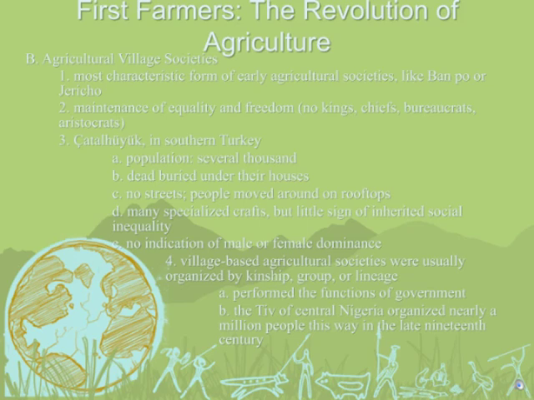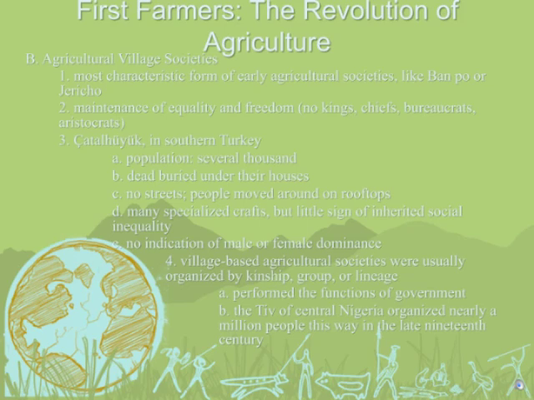All right, agricultural village societies. The most characteristic form of early agricultural societies, like Banpo or Jericho, maintained equality and freedom. There were no kings, chiefs, bureaucrats, or aristocrats. Catalhuyuk in southern Turkey had a population of several thousand. The dead were buried under the houses.